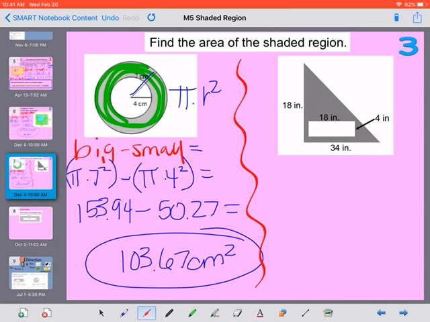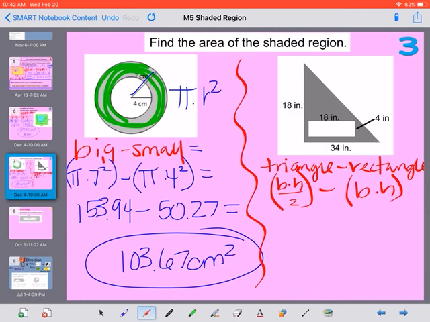All right, next we have the one with the triangle and the rectangle. So we're going to do the area of the big shape. The whole thing is a triangle. And if we subtract the area of the rectangle, it will leave us with the shaded region. So the triangle formula is base times height divided by 2. We're going to subtract the rectangle, which is just base times height, and plug in what we know. The triangle base is 34 times a height of 18. 34 times 18, we're going to have to divide by 2. The rectangle base is 18 times a height, which is 4.